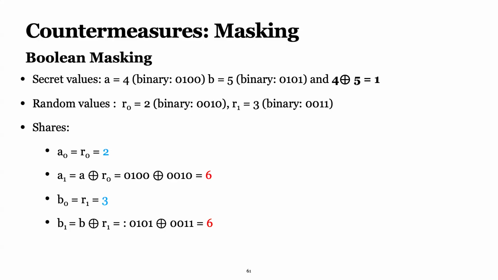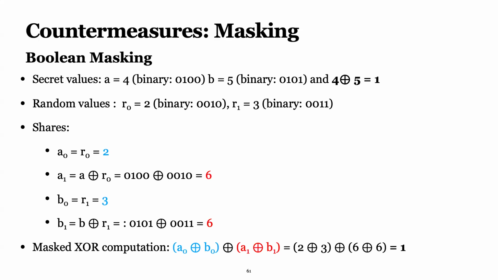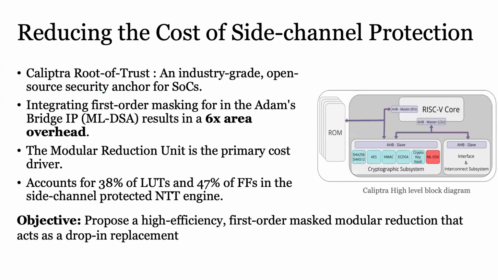And instead of working with them directly, I'm using random numbers, R0 and R1. Instead of working with A and B directly, I'm adding random numbers and working with them. Still, I have the same output, 1. So it didn't change anything, but I just added random numbers. So, okay, this is a good idea. They also think that's a good idea, and then they apply this protection methodology in Caliptra.